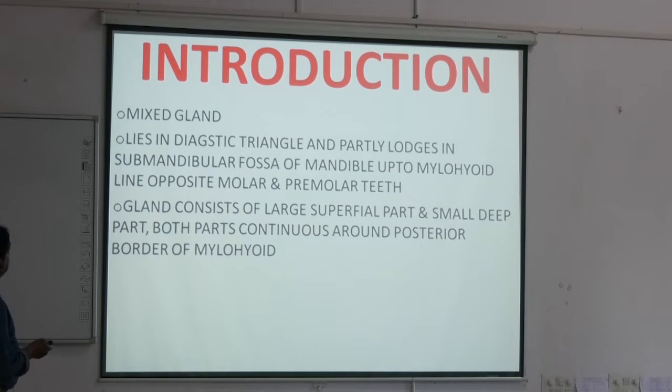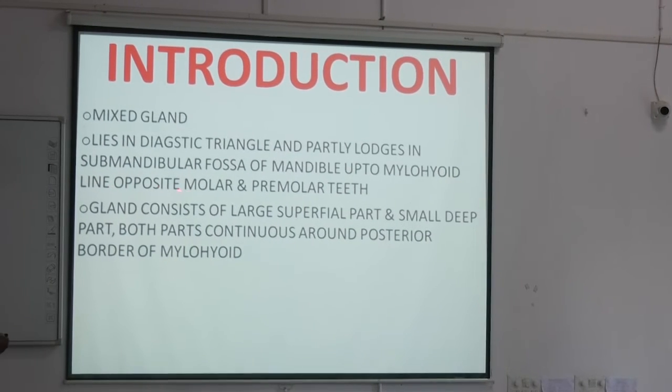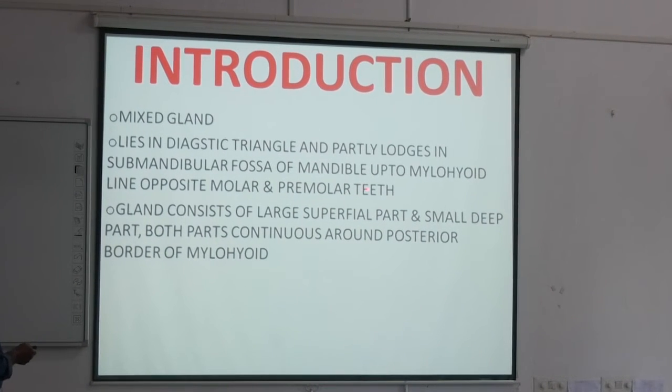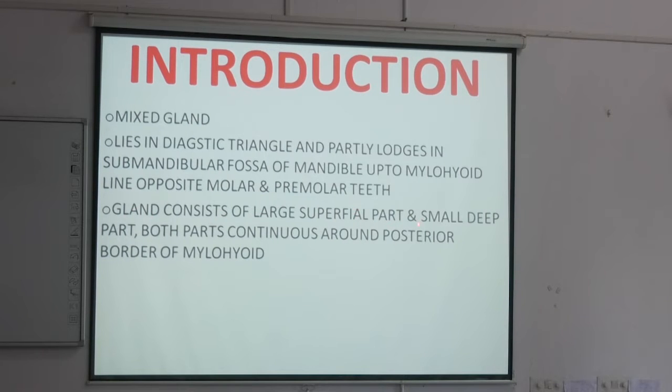Now, introduction. The mixed gland lies in the digastric triangle and is partly lodged in the submandibular fossa of the mandible up to the mylohyoid line opposite the molar and premolar teeth. The gland consists of a large superficial part and a small deep part. Both parts are continuous around the posterior border of the mylohyoid.